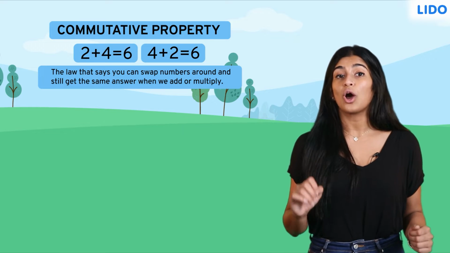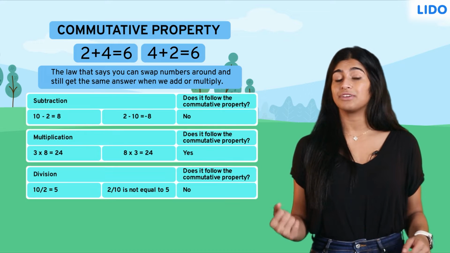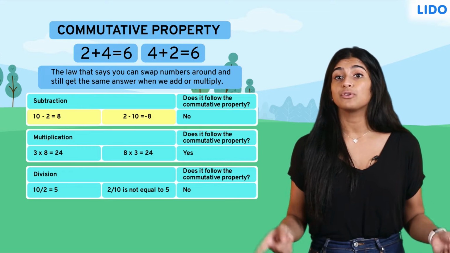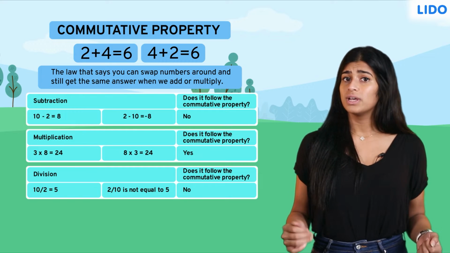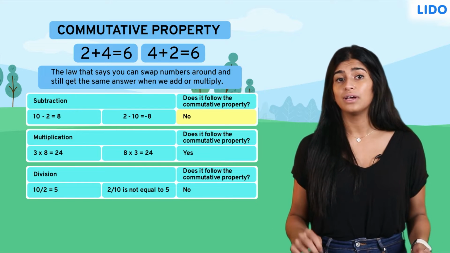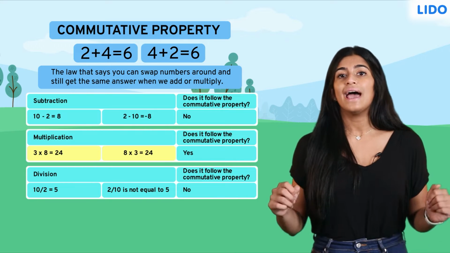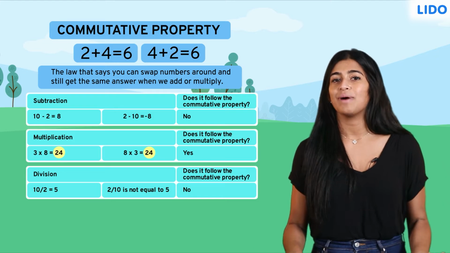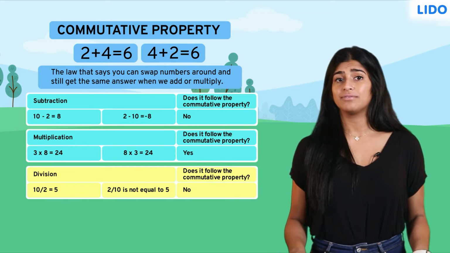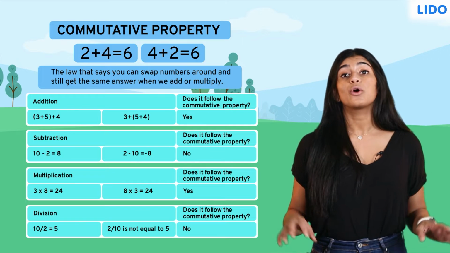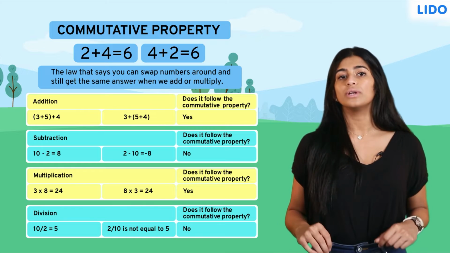Let's check if the commutative property holds true for subtraction, multiplication and division. As you can see, if you swap numbers and subtract them, you don't get the same answer. So, subtraction is not commutative. Multiplication is commutative because if you swap the numbers and multiply them, you do get the same answer. But division is not commutative. So, we see that only addition and multiplication operations are commutative for whole numbers.